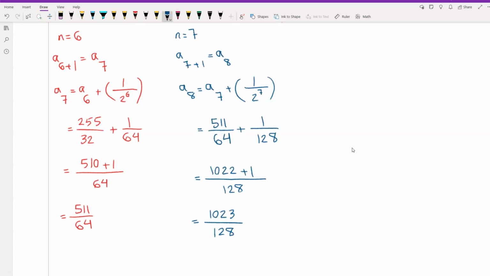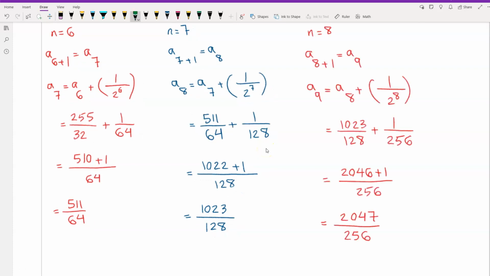Now finding a sub 8, that is equal to a sub 7 plus 1 over 2, the power is 7. This is equal to what we have for a sub 7, that is 511 divided by 64, plus 1 over 2 to the 7th power, which is equal to 128. So that is here in the denominator. Now simplify. So this is equal to, in the denominator we have 128. Multiply this one by 2. So we have 2 times 511. Then add 1. So the final answer is 1023 divided by 128.